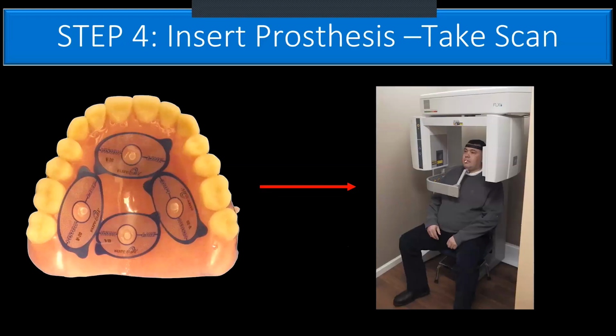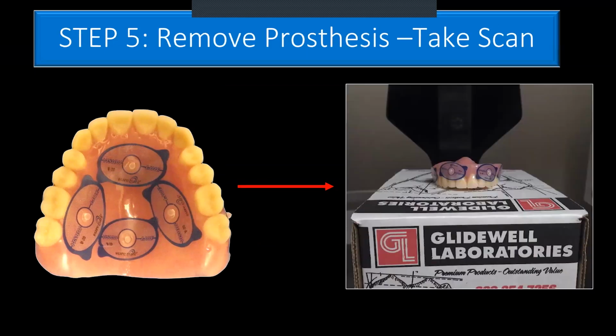We then insert the prosthesis in the patient's mouth with the radiopaque stickers on there, fiduciary markers. You'll then have the patient bite gently into that bite registration. And then we're going to take the CBCT of the patient wearing the denture with these stickers. We are then going to remove the patient from the CBCT unit.